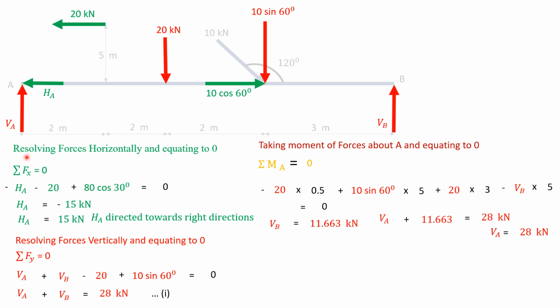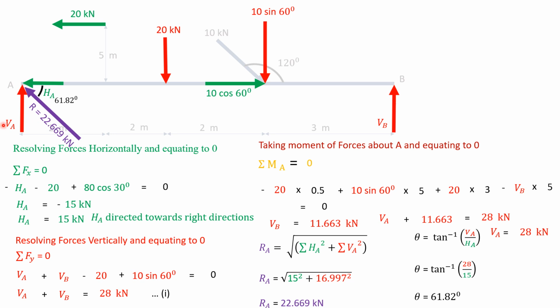So we have resolved forces horizontally and equated to 0. We have resolved forces vertically and equated to 0. We got equation in VA and VB. We have taken moment of all forces about point A and equated to 0, and we got VB from this moment equation and substituted VB value back in this equation. We get VA value.